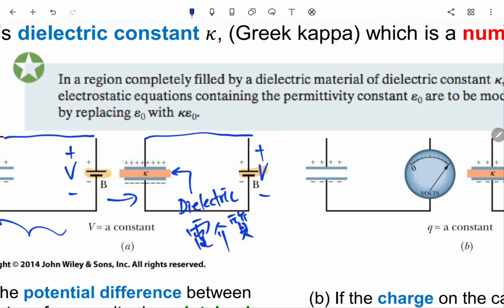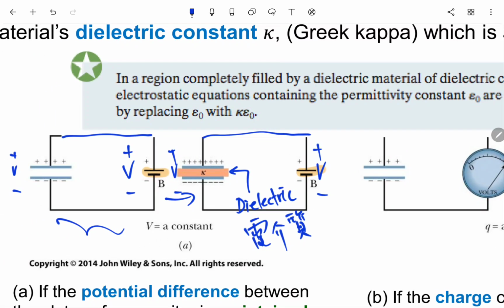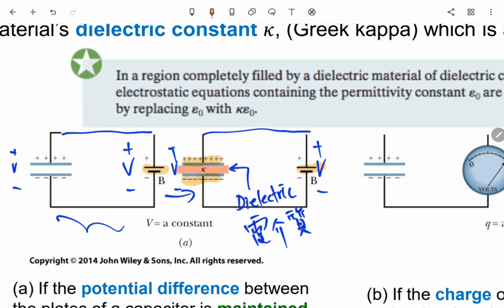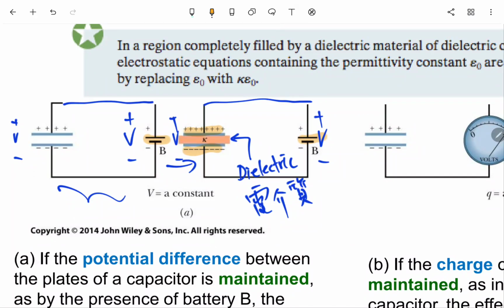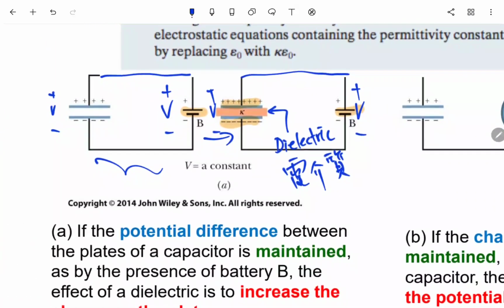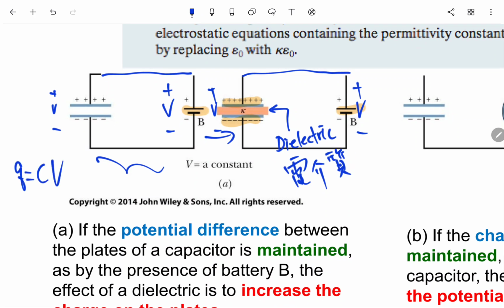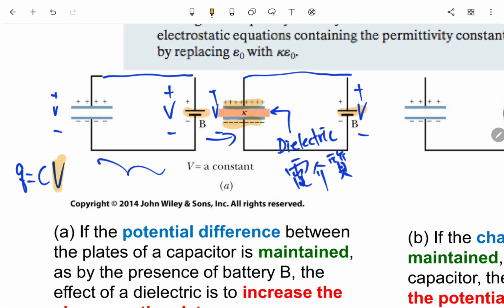So the potential difference wouldn't change. And then we find that the charge here increases. So for the charge to increase, what kind of thing changes? For a capacitor, Q equals CV. Here V remains the same, and Q increases, which means that C increases.